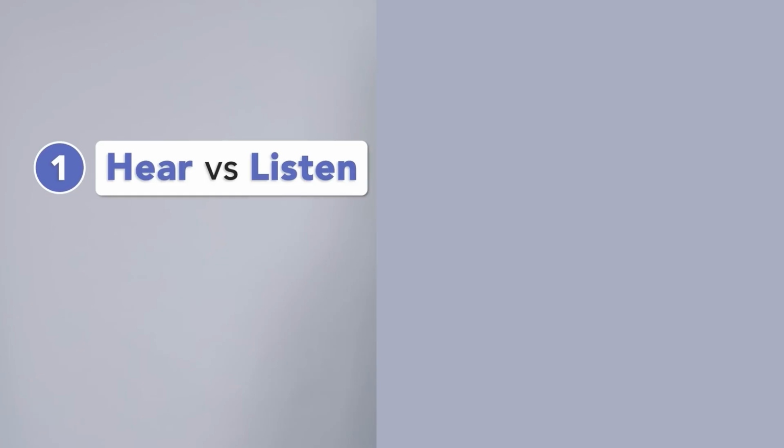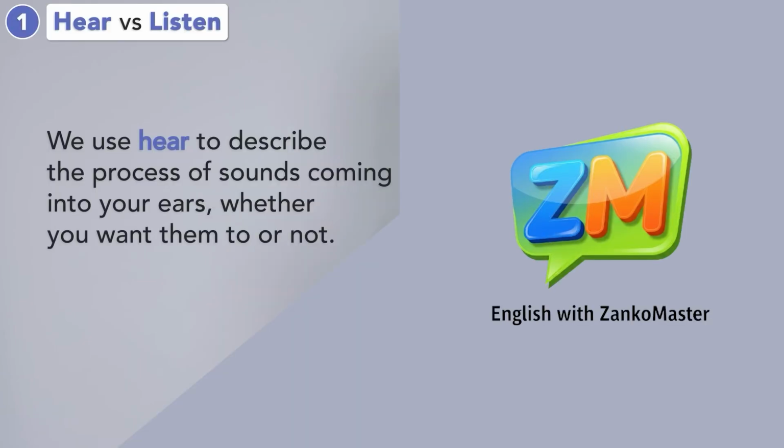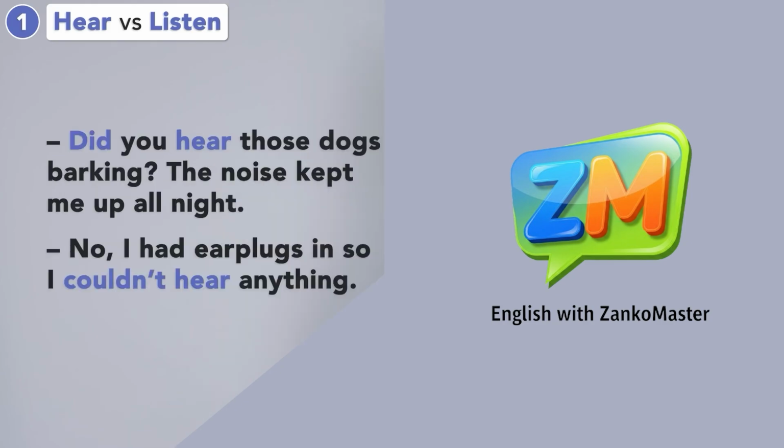Let's get started with number 1. Hear versus listen. We use hear to describe the process of sounds coming into your ears, whether you want them to or not, and that's the key. For example, did you hear those dogs barking? The noise kept me up all night. No, I had earplugs in, so I couldn't hear anything.